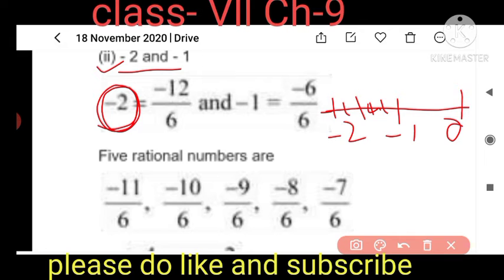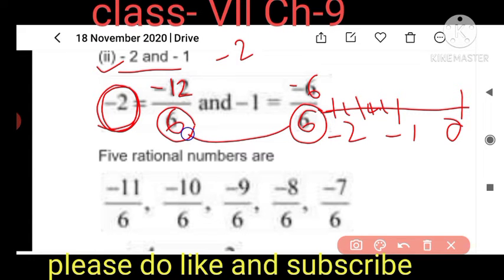So -2 can be written as -12 upon 6, because when you divide 12 by 6 we get 2, and the negative is there, so -2. Again -1 can be written, here I am taking the denominator as 6, so for -1 we will write -6 upon 6. The denominator should be the same.